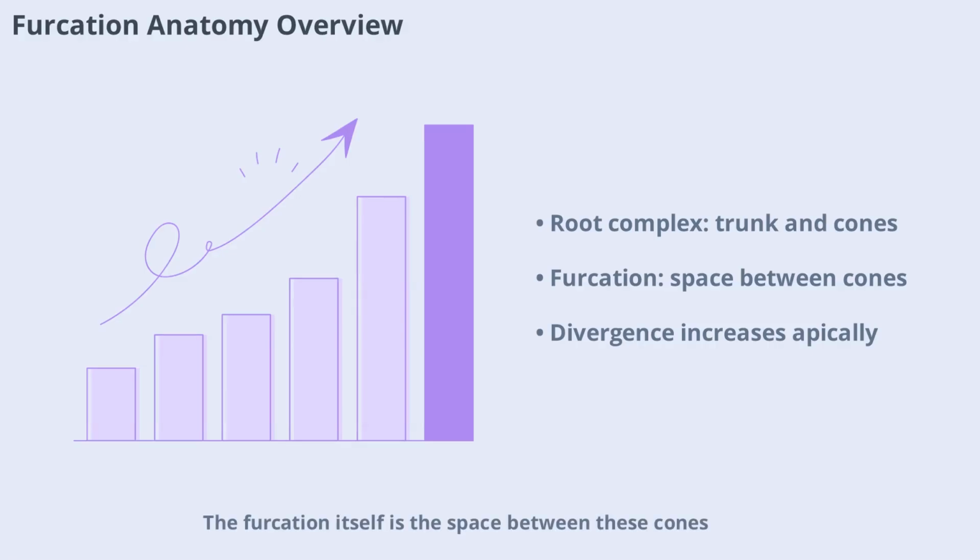The furcation itself is the space between these cones, and the furcation fornix is the roof of this area. Divergence refers to the distance between two roots, which increases apically. The coefficient of separation describes the length of the root cones relative to the root complex. These anatomical features influence how disease affects the furcation and the challenges faced during treatment.